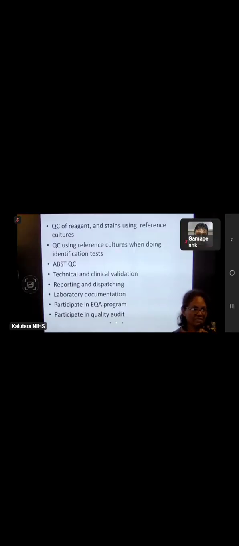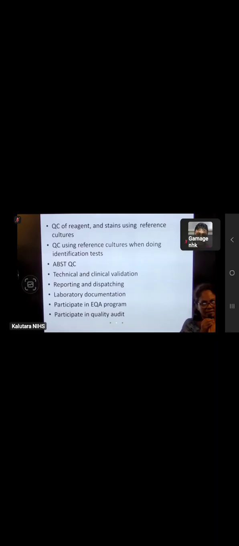Okay, now the QC of reagents and stains. I told you how you do the quality control of reagents and stains using reference cultures. And when doing identification tests also, you have to use reference control cultures to do the quality control. And then the quality control in antibiotic sensitivity testing. Can you remember? You can elaborate on that.